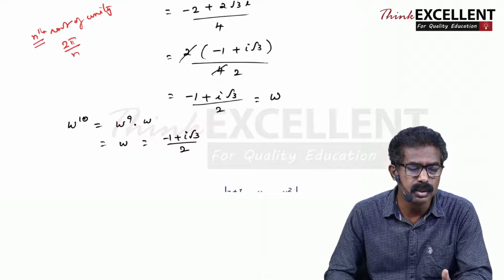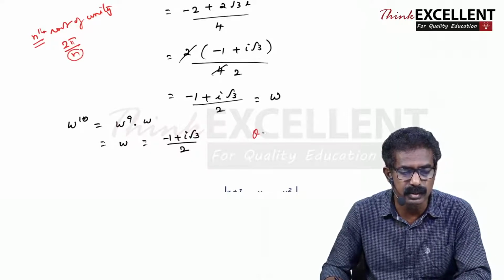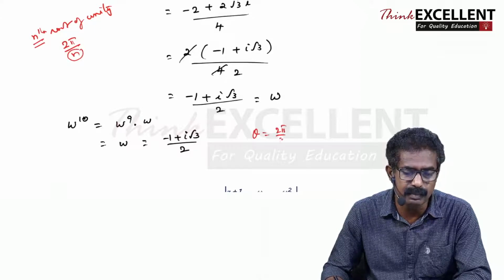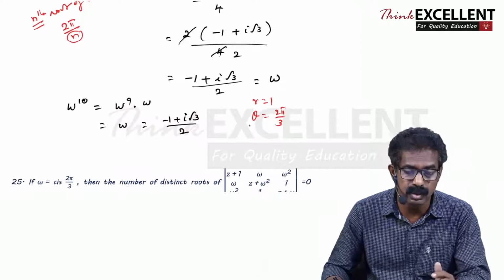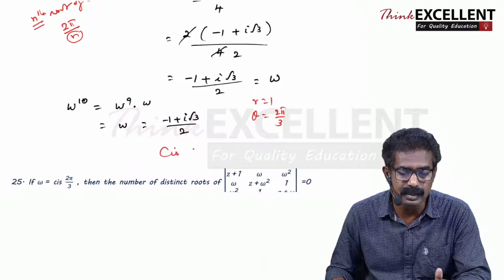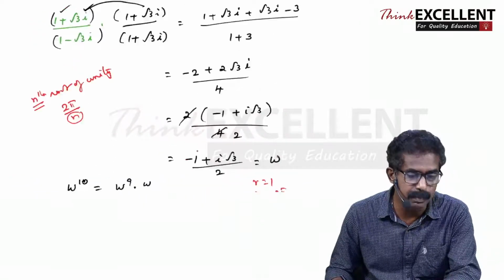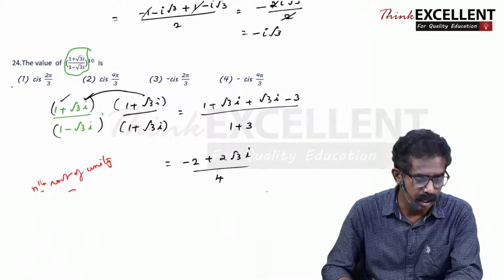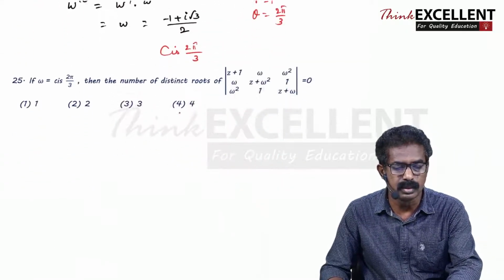Here cube root, so instead of n you put 3. So the argument theta is equal to 2 pi by 3 will come, and magnitude will be 1. It's a cube root of unity only, right? So the polar form is cos 2 pi by 3 plus i sin 2 pi by 3, or in short you can say cis 2 pi by 3, and that is option number 1. Okay, now let's move on to the last question.